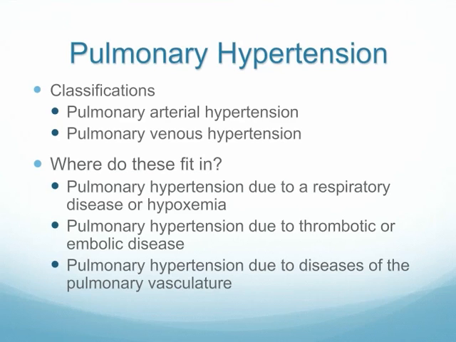Pulmonary hypertension can be classified as either being arterial or venous, depending upon which side of the pulmonary vasculature is involved. Now remember, when we're talking about the pulmonary system, the arterial end is the unoxygenated blood coming to the lung, versus the venous end being the oxygenated blood coming to the heart. So the arterial type might be caused by pulmonary hypertension from a respiratory disease. Pulmonary hypertension caused by thrombotic and embolic disease is also arterial, whereas if it's caused by a patient having a cardiac condition, that would be pulmonary venous hypertension.